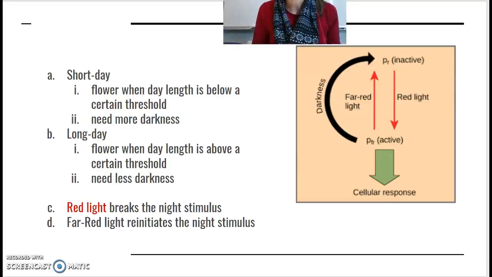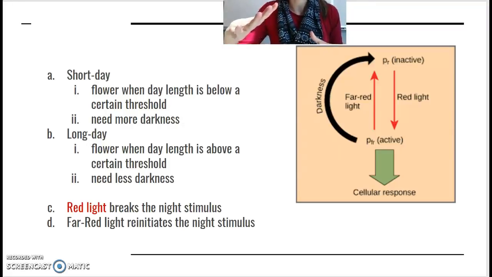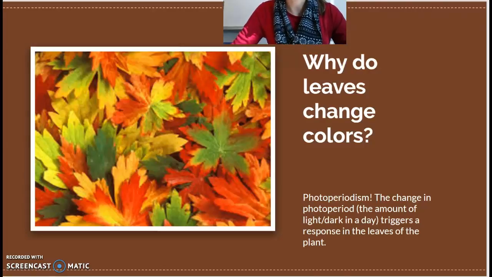Now, when we're doing experiments, we've noticed that red light is going to break the night stimulus in certain plants, and far red light is going to reverse that night stimulus breakage. So it's going to reinitiate the night stimulus. So again, far red light and red light are both on our wavelength of color spectrum, but they're two different types, and they're going to reverse this particular response.